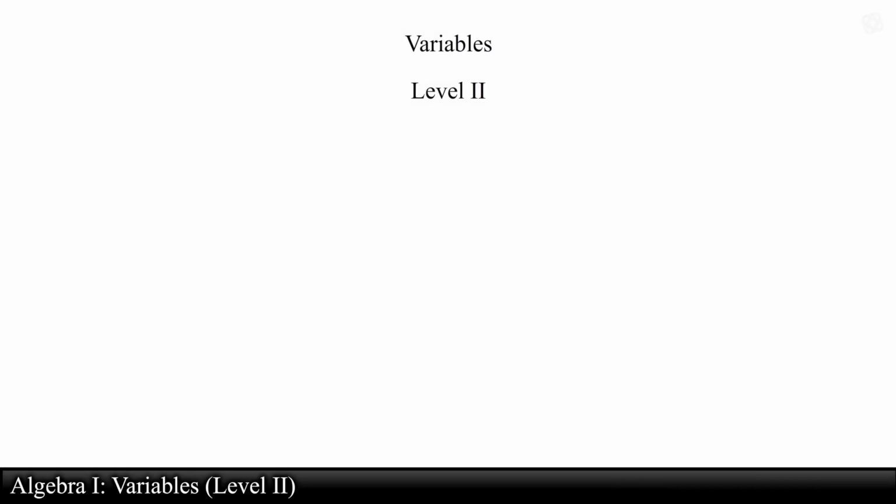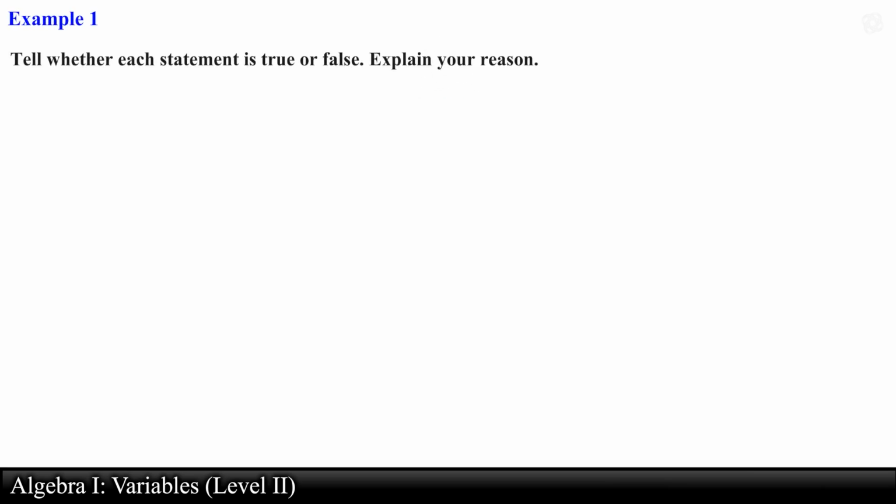Variables, level 2. Alright, let's jump straight into some examples. Tell whether each statement is true or false, and explain your reasoning. 7 times 5 is equal to 20 plus 15. Alright, so the first thing we need to do is simplify each side of the expression to be able to compare them. The left-hand side simplifies to 35, and the right-hand side simplifies to 35. Since 35 is equal to 35, this is a true statement.